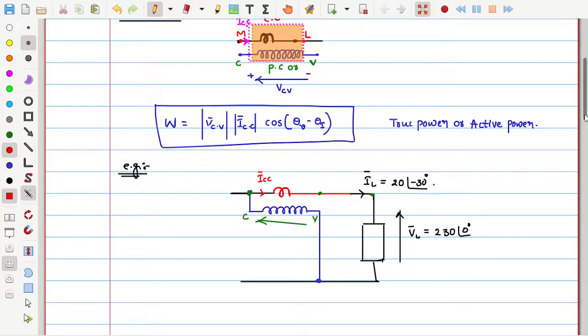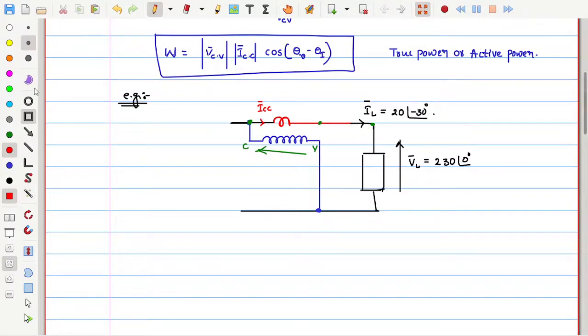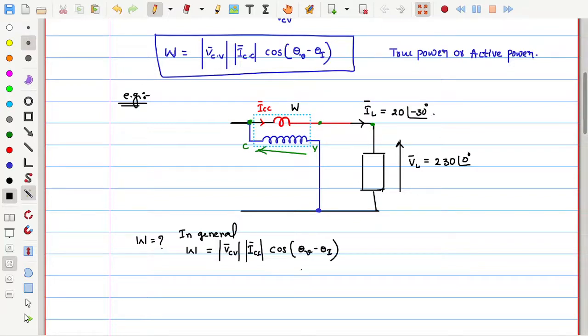Now you can see what this wattmeter reading will be. Can you write this wattmeter reading? Let us say the wattmeter reading is W. Now what is W? This is the generalized question. In general, the wattmeter reading is equal to the magnitude of V CV, into the magnitude of I CC, into cos of the angle of the voltage minus the angle of the current.